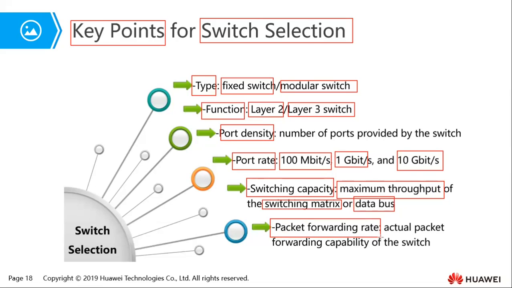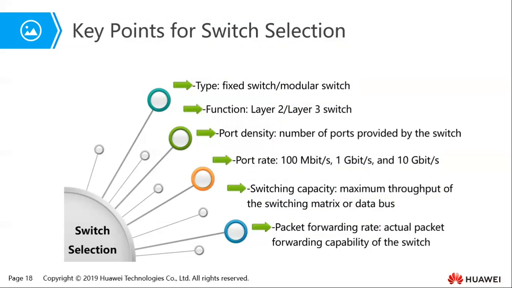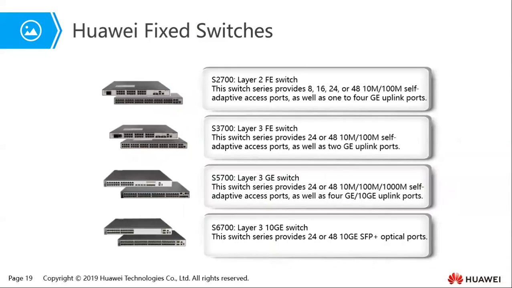Then packet forwarding rate, so the actual forwarding capability of the switch. Also, you look at things like the memory and the processing power of that particular device. So those are the factors you consider. Any comment or question?